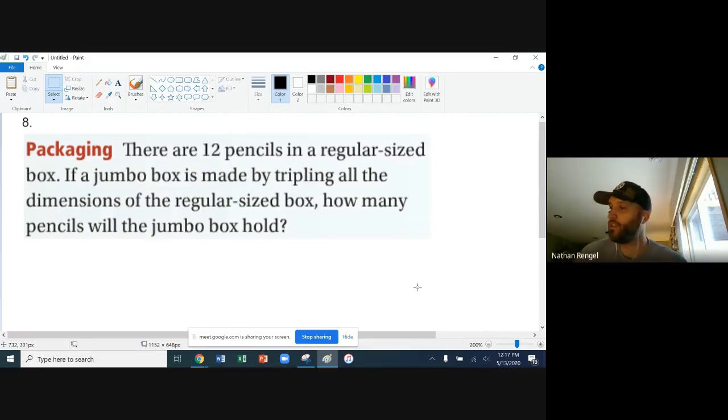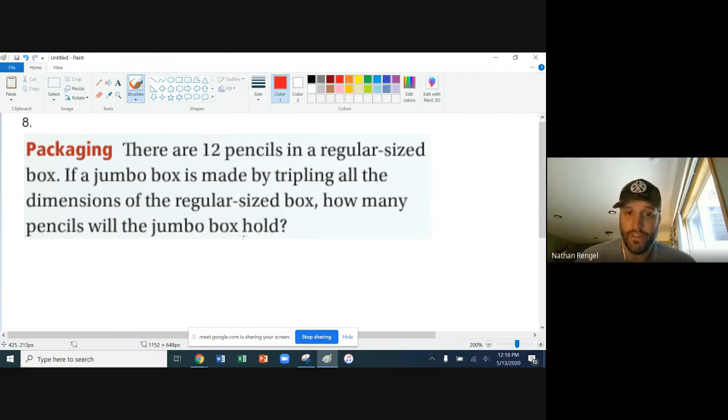Reminder, we have the quiz tomorrow, but today we should be working on the review 1 through 8. So this will bring us to section 11.7, where we started looking at the scale factors that happen with the surface area and the volume. So there are 12 pencils in a regular sized box. If a jumbo box is made by tripling all of the dimensions of the regular sized box, how many pencils will the jumbo box hold?